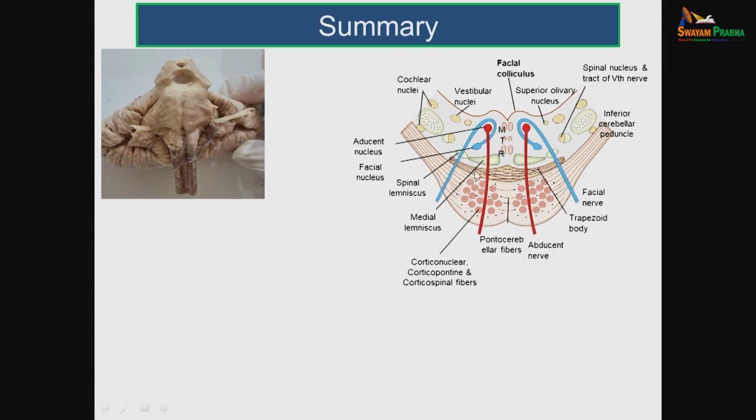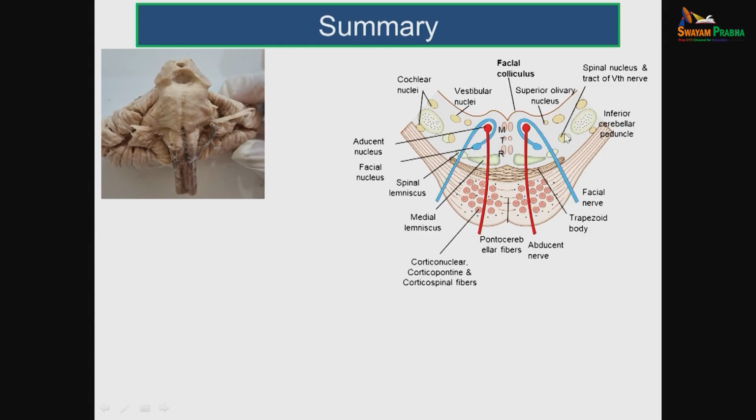It is nothing but the continuation of the pyramid of the medulla, okay, and this posterior part is called the tegmental part. In the tegmental part, at the level of the facial colliculus, you see there is a medial lemniscus and spinal lemniscus. Then in the median region, you see the white fibers as medial longitudinal fasciculus, tectospinal and rubrospinal.